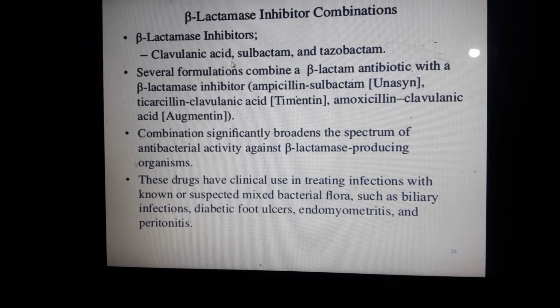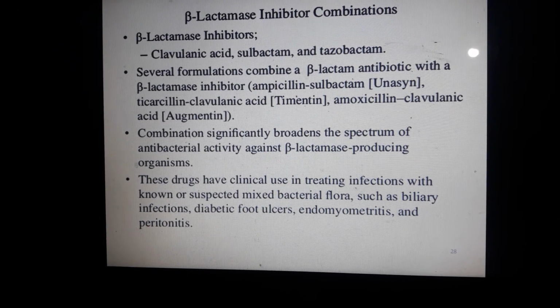Beta-lactamase inhibitors include clavulanic acid, sulbactam, and tazobactam. Take note, several formulations combine beta-lactam antibiotics with beta-lactamase inhibitors. We have ampicillin-sulbactam, or Unasyn. This is already a combination, because sulbactam is a beta-lactamase inhibitor, which is why it is combined with ampicillin. Also ticarcillin-clavulanic acid, or Timentin, and amoxicillin-clavulanic acid, or Augmentin, which is also very effective. Remember, clavulanic acid is a beta-lactamase inhibitor drug.